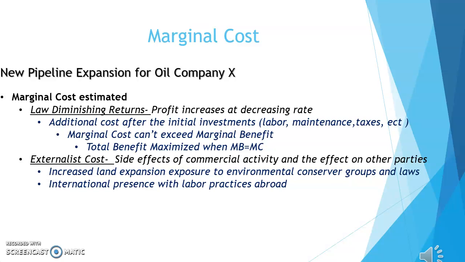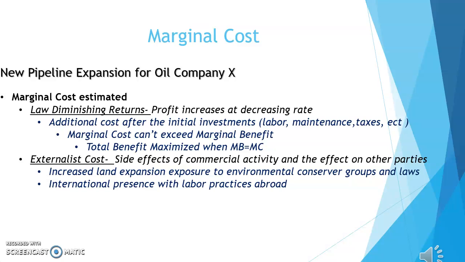What this means is, when you make that initial investment, yes, you see a profit, but to maintain that initial investment may be labor, maintenance, taxes, etc., you are decreasing the amount of profit year over year at an unknown rate. Marginal cost cannot exceed marginal benefit. That is, if it costs more to gain that additional unit, it is not a good business decision. You must maximize the total benefit, but that can only be done if the marginal benefit equals the marginal cost.